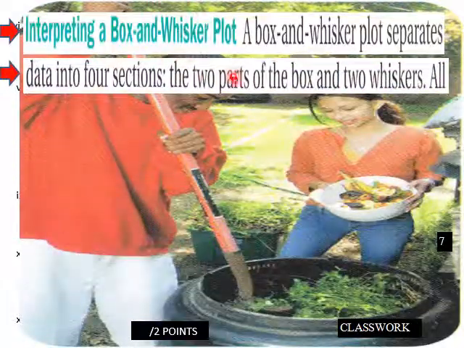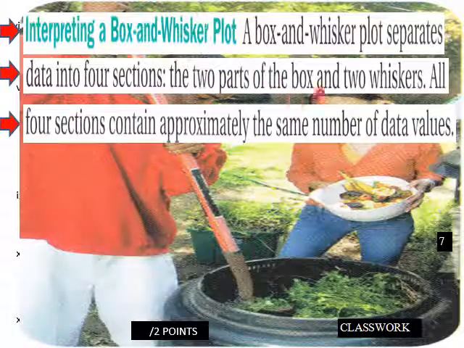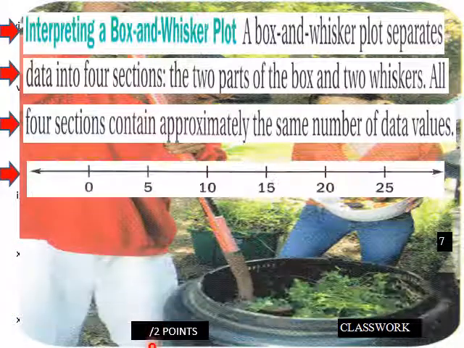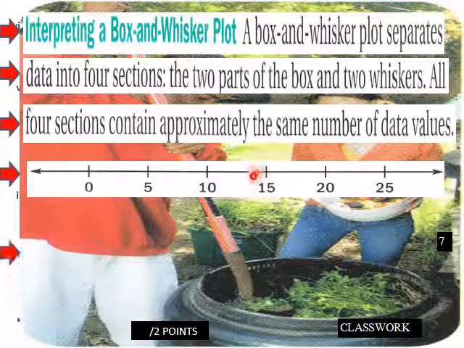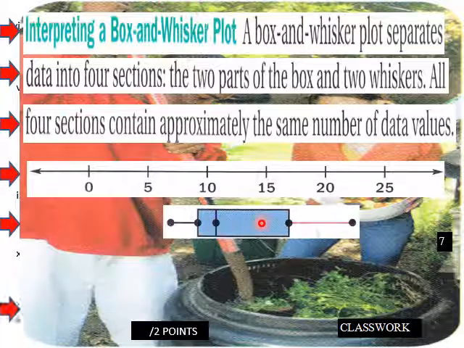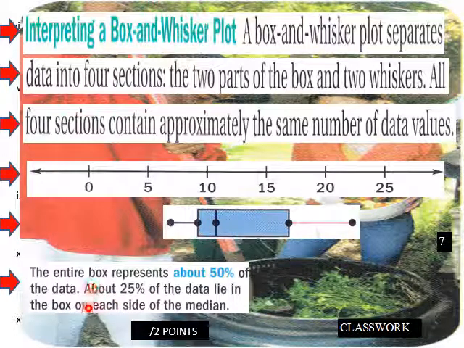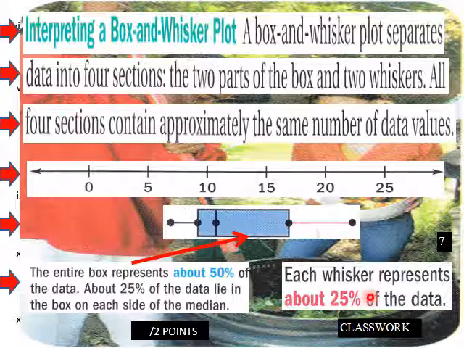Okay, interpreting a box and whisker. It separates data into 4 sections, 2 parts of the box and 2 whiskers. All 4 sections contain approximately the same number of data values. So we have an example here of a box and whisker. The entire box here is about 50%. 25% lie in the box on each side of the median. So we have 25% up here and 25% here.